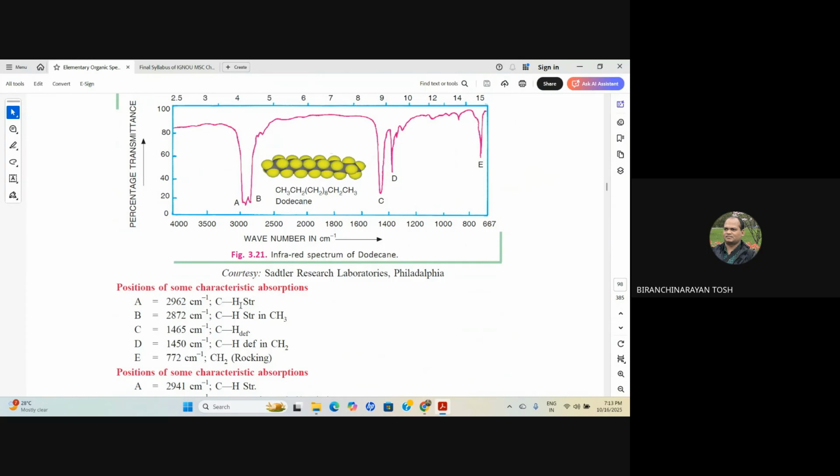The position of the characteristic absorption: 2962, that is for CH stretching. 2872, the B, that is for CH stretching in the methyl group, the end methyl group, and this other CH stretching is 2926 for the methylene group. And 1460, that is for CH deformation, and 1450, that is for CH deformation again in CH2. One is in CH3, one is in CH2, and around 772, that is the CH2 rocking vibration.